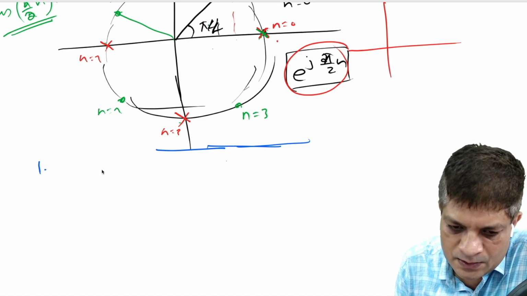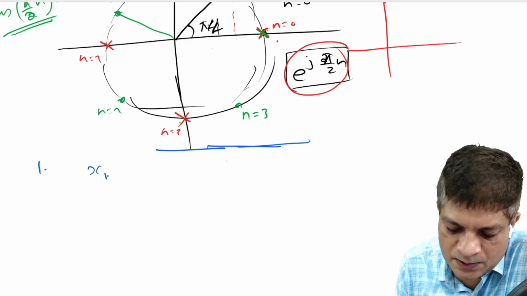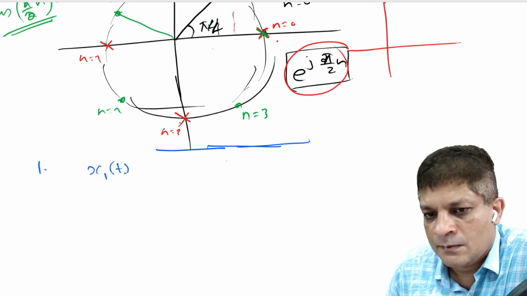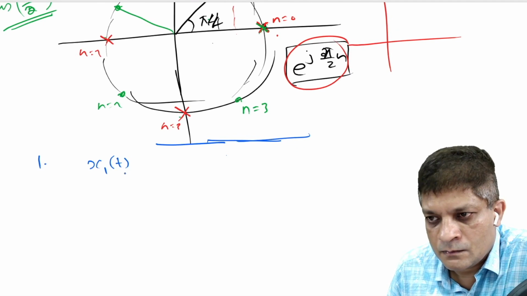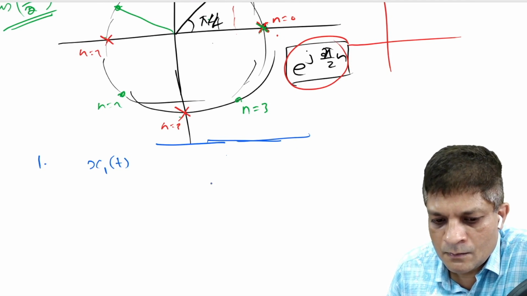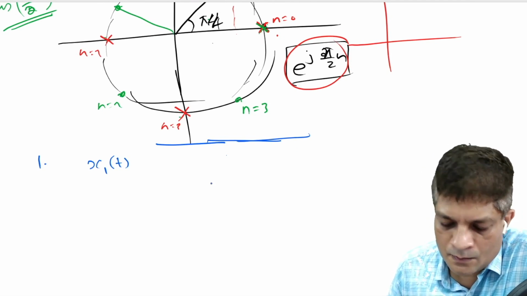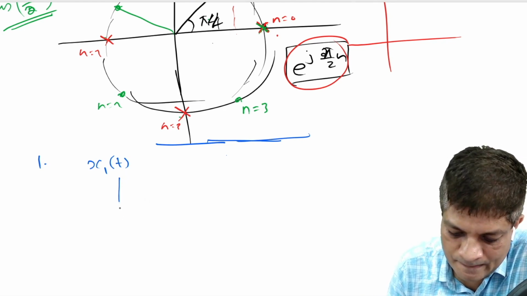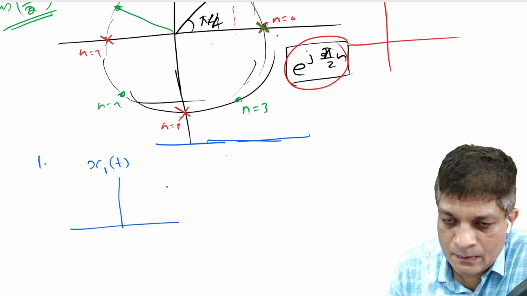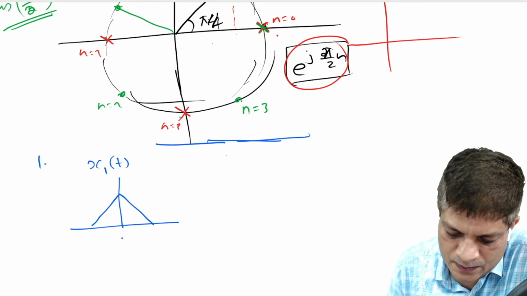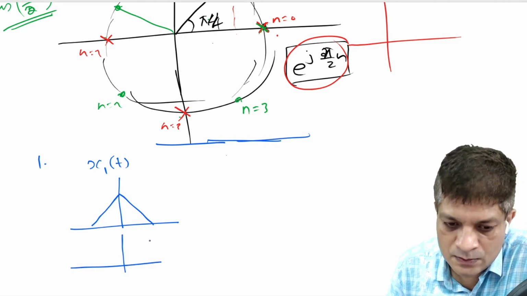Can anyone tell me the answer for the first part, x1(t)? How can we write it in terms of x(t)? So first we can shift it left by 1, then take its mirror image about the y-axis, and then add those two to get x1. Okay, say again, x1(t) is? So x(t+1) plus x(-t+1). This is x1(t).